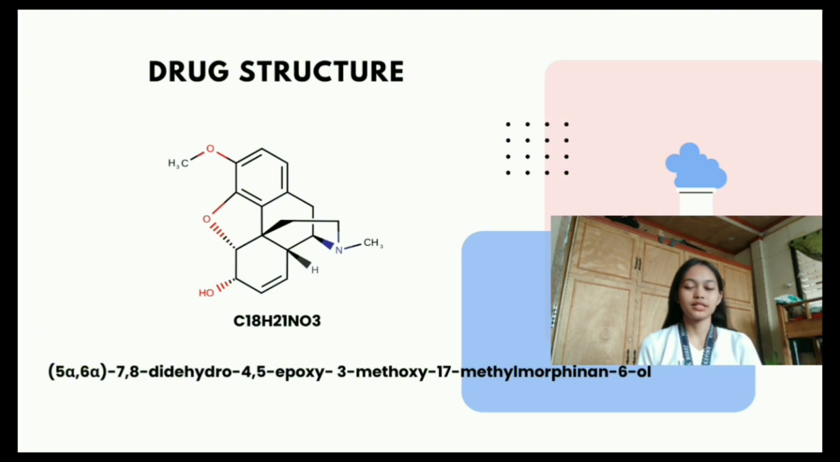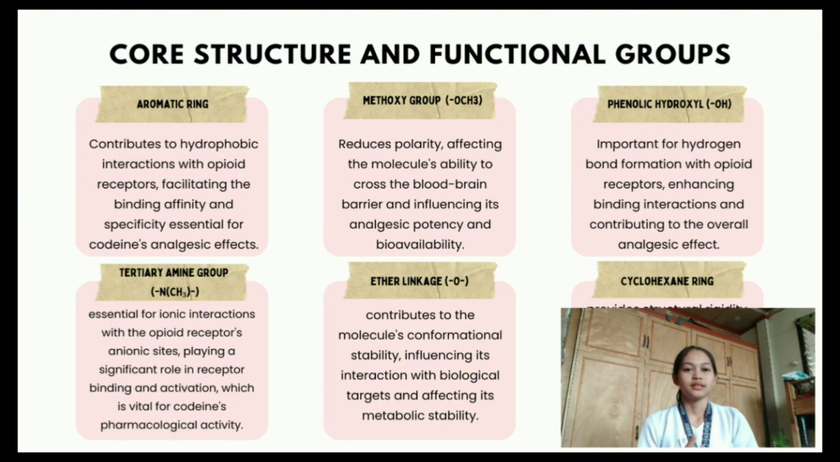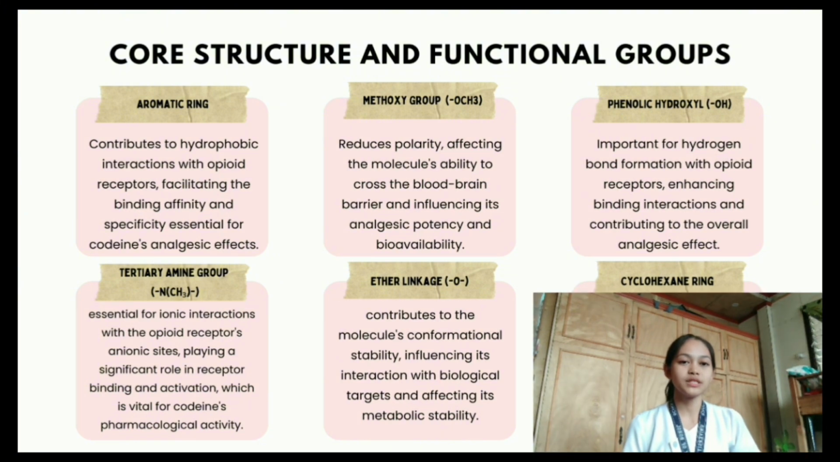The chemical name is 5α,6α,7,8-didehydro-4,5-epoxy-3-methoxy-17-methylmorphinan-6-ol. For the core structure and functional groups, first is the aromatic ring. The aromatic ring in codeine enables hydrophobic interaction with opioid receptors. These interactions enhance the binding affinity and specificity, which are vital for codeine's ability to relieve pain effectively.